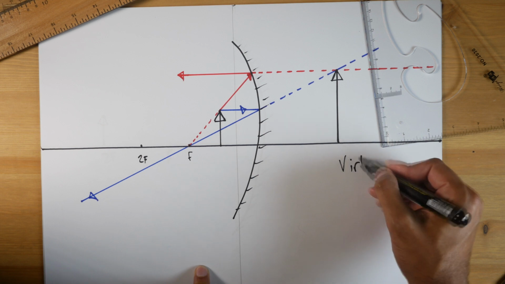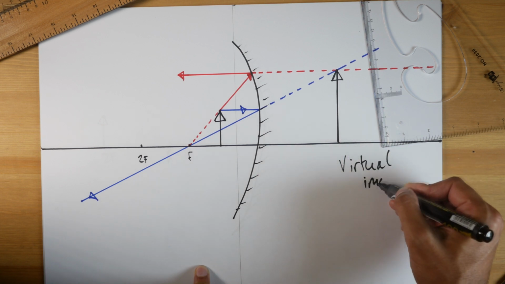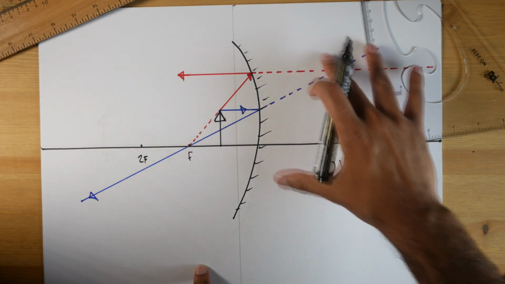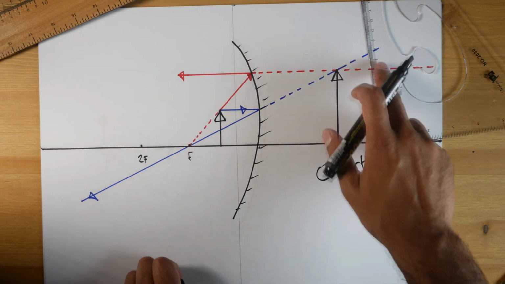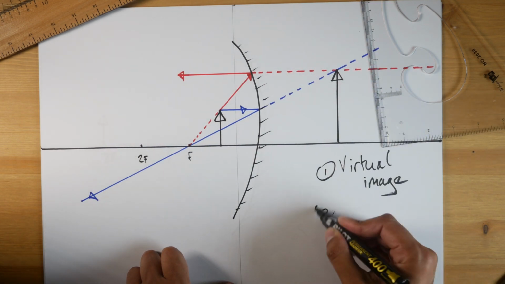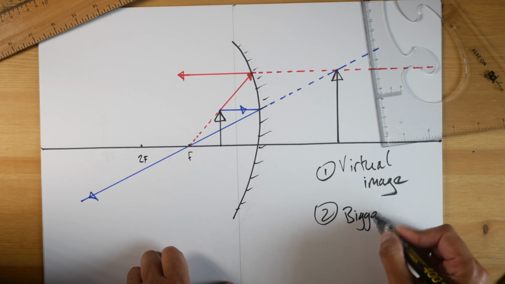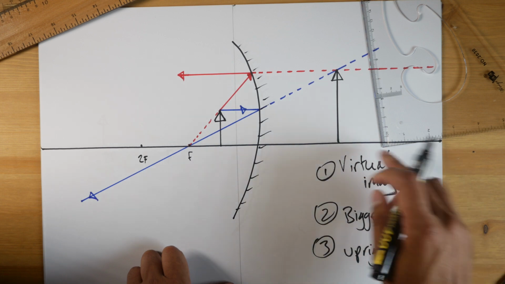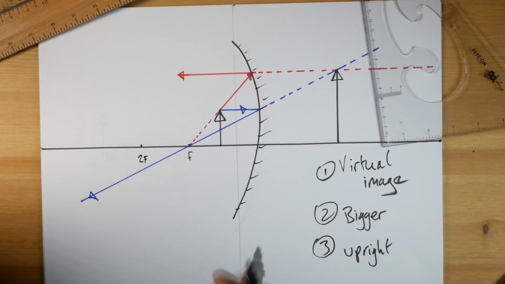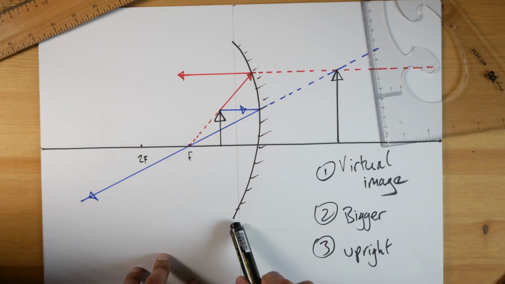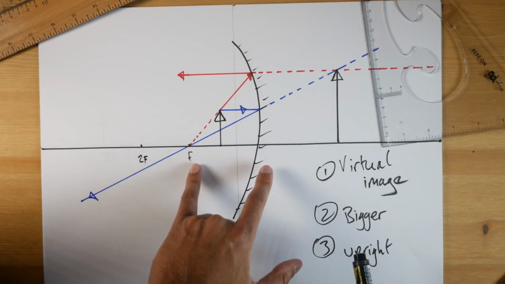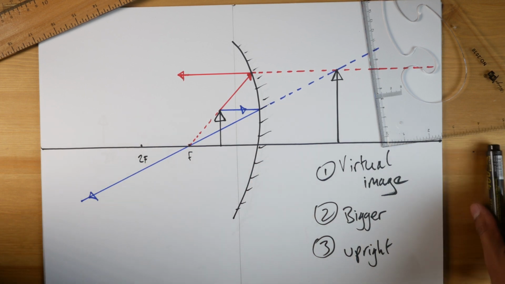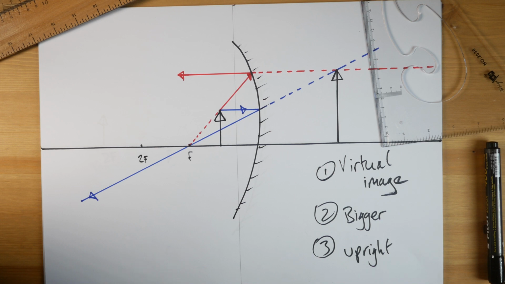It's also a virtual image because it's made out of fake light rays. These light rays don't exist in real life. Okay. Number 2, you'd say it's bigger. Okay. And number 3, you would say it is upright. So those are the properties of that image, when you're using a concave mirror with an object in between or within the focal length of the actual mirror. Okay? Let's have a look at a couple more examples.